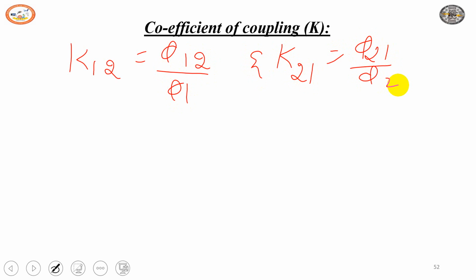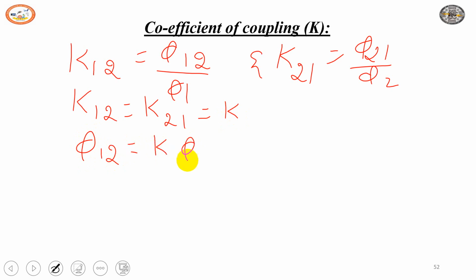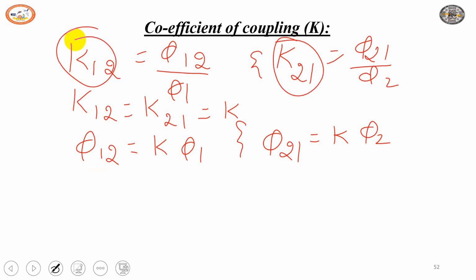As the coupling is bilateral, both sides are going to link. So we can write K12 is equal to K21 is equal to K, where K is called the coefficient of coupling. So we can write phi 12 is equal to K into phi 1, and phi 21 is equal to K into phi 2, where I replace K21 and K12 by K and relate them in that equation.